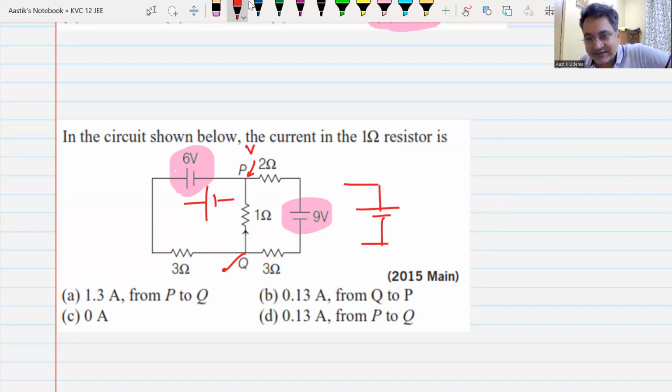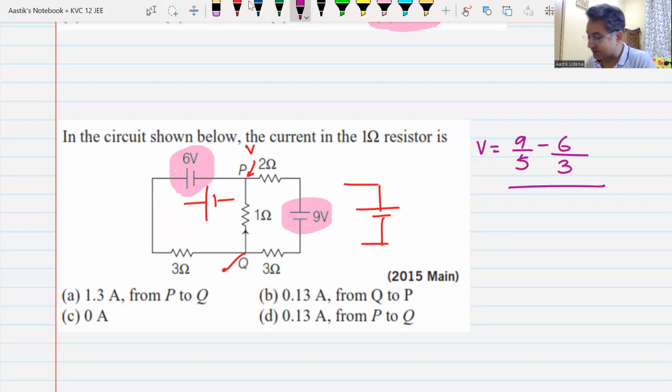And therefore, your answer changes. Do we understand this? Understood, sir. Too late to understand. So the 9-volt battery will be taken as positive and the 6-volt battery will be taken as negative. So now the question looks like this. This V will be equal to 9 by 5 minus 6 by 3, divided by, the resistance does not get subtracted, remember, 1 by 3 plus 1 by 1 plus 1 by 5. Did anyone do it this way?